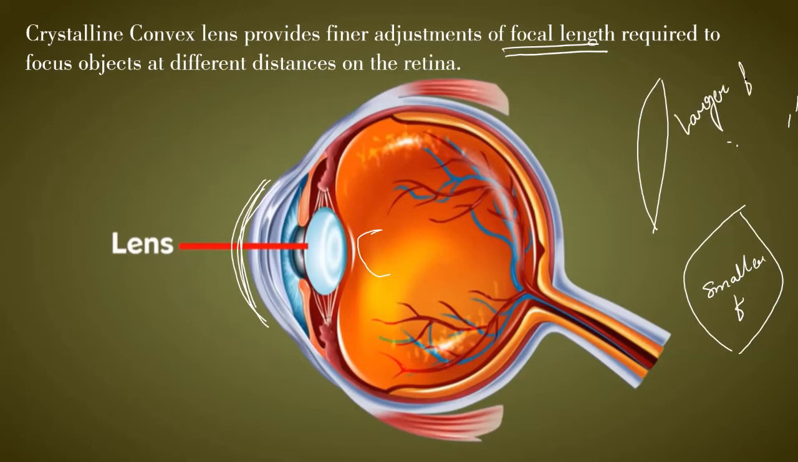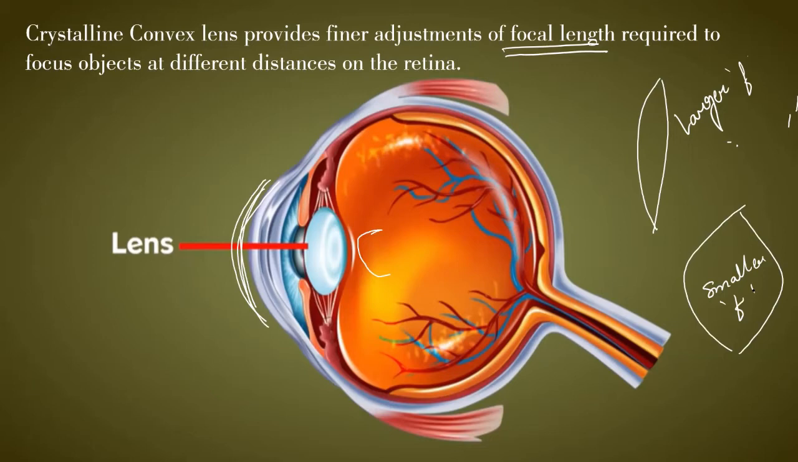What is the significance of this? I'll tell you. Just wait for a minute. First of all, just keep in mind what a lens is. A lens is a crystalline convex lens. What does it do? It provides finer adjustments of the focal length. Why is this finer adjustment of focal length required? To focus objects at different distances on the retina.